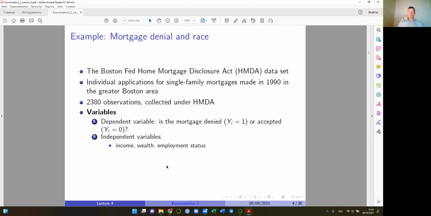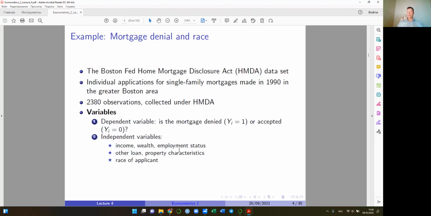The independent variables of interest are, first of all, we can understand that the decision about the mortgage application, whether we reject it or accept, depends on some economic characteristics of an applicant. Those are income, wealth of a person, employment status. There might be some other financial characteristics, like whether a person has another loan, some property characteristics if you apply for the mortgage, like district, market price, maybe some neighborhood, and so on.